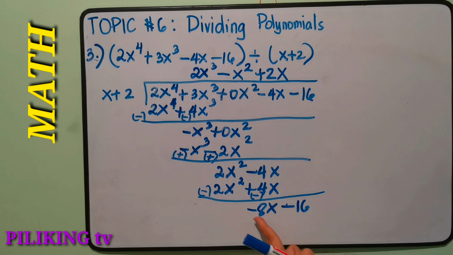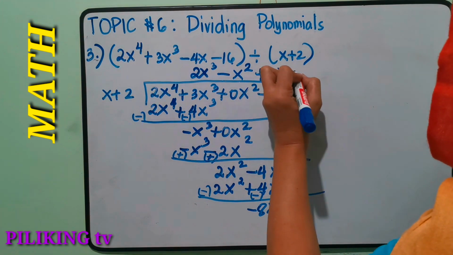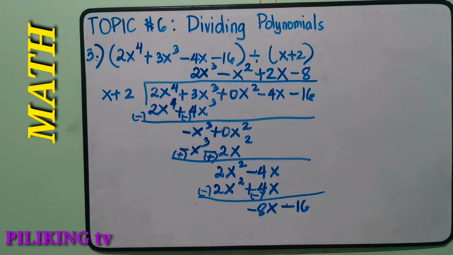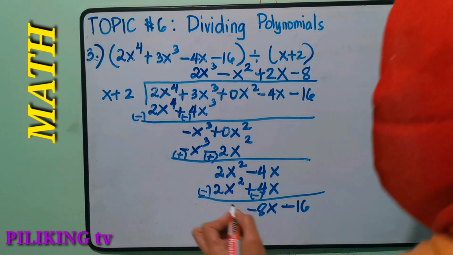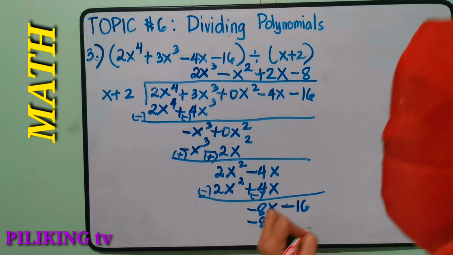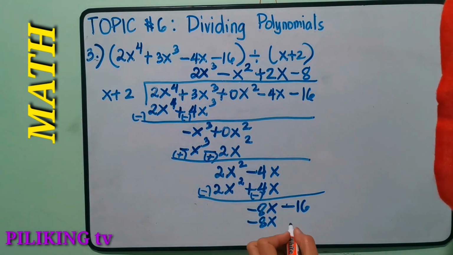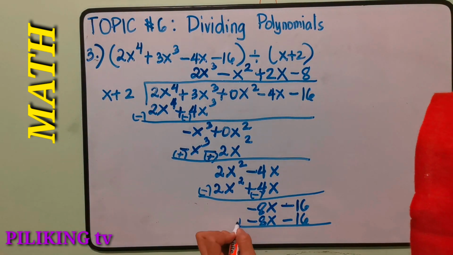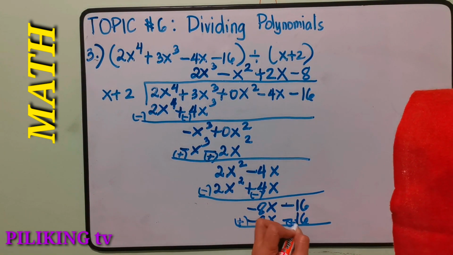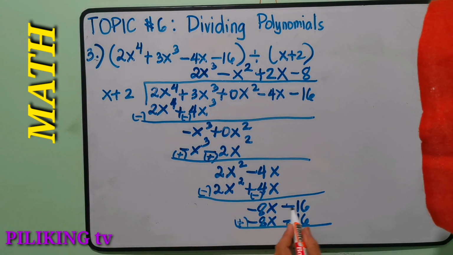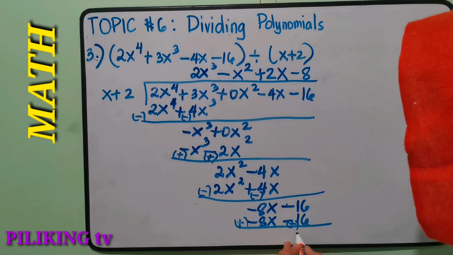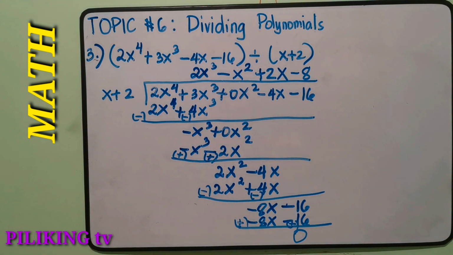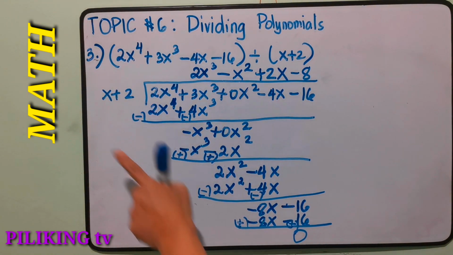Okay, divide again negative 8x by x. Since you are dividing unlike signs, this will be negative 8. Okay, then negative 8 times x is negative 8x. Negative 8 times positive 2 is negative 16. Okay, this time, change the sign again. So this will be positive. Negative 16 becomes positive. So this will be 0. What is negative 16 plus positive 16? That is also 0. So if the remainder is 0, it implies that the divisor is a factor of the dividend.